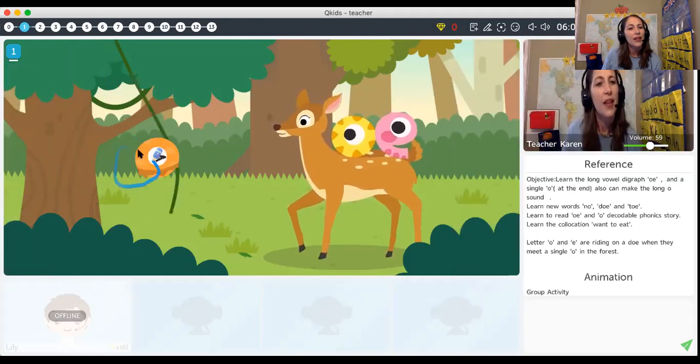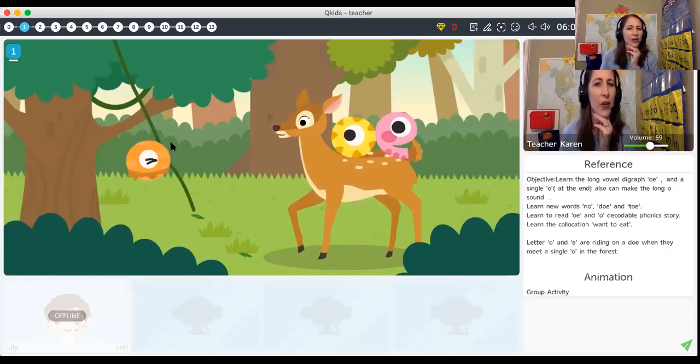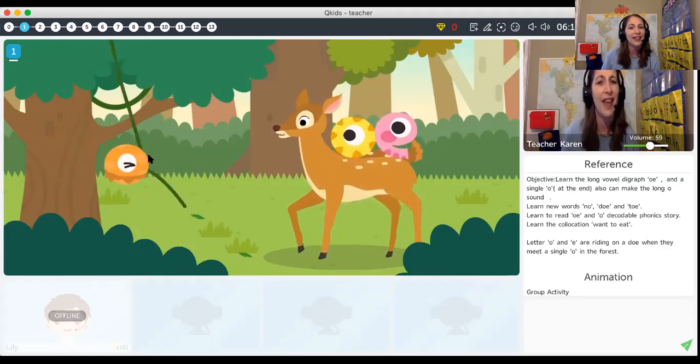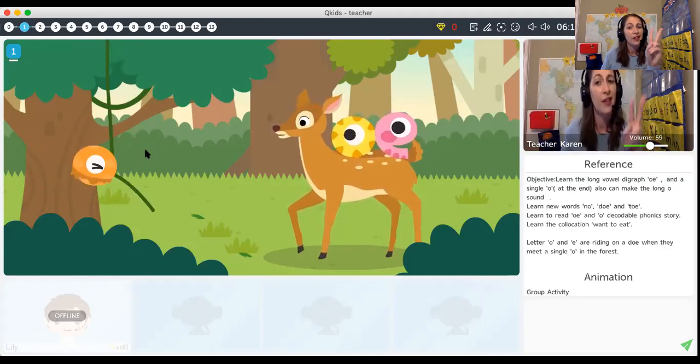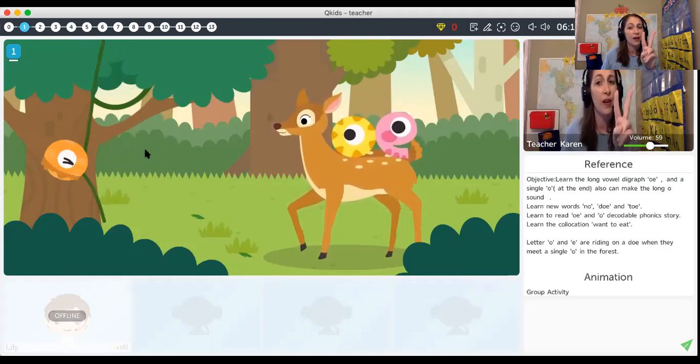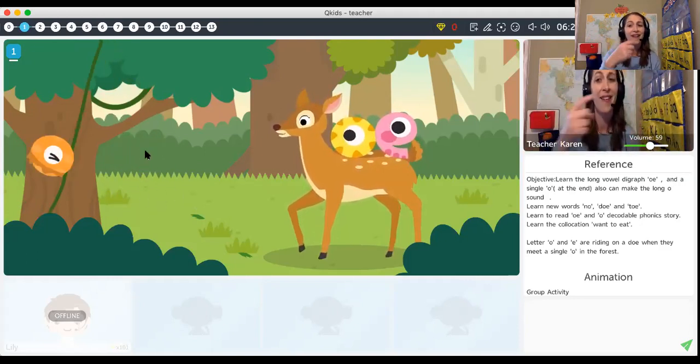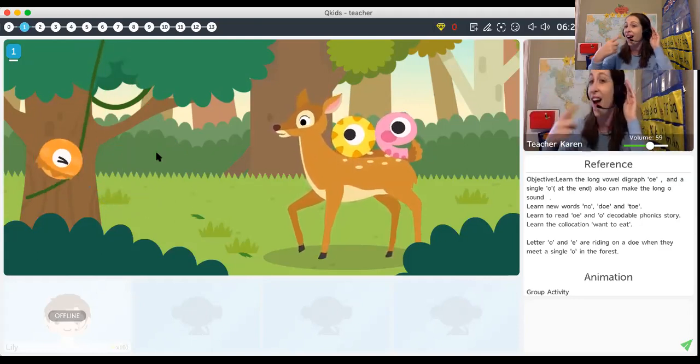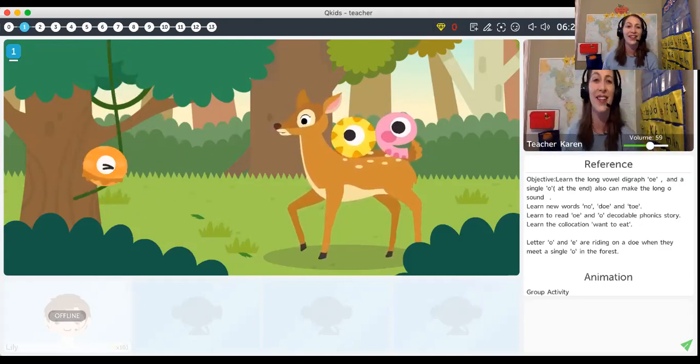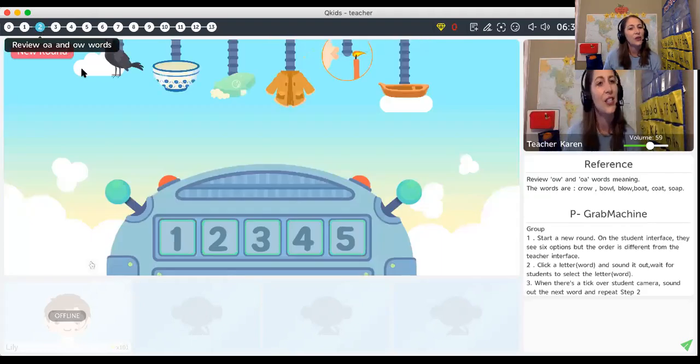And then I said, what letter is this? She had trouble because it doesn't look like O. It took me a minute too. And I was like, yeah, this is O. When O is by itself in a 2-letter word, it says O. So O by itself says O. Good. All right, let's just do a quick review.